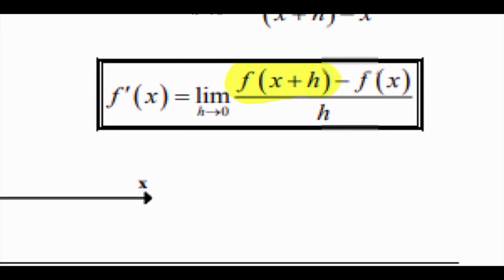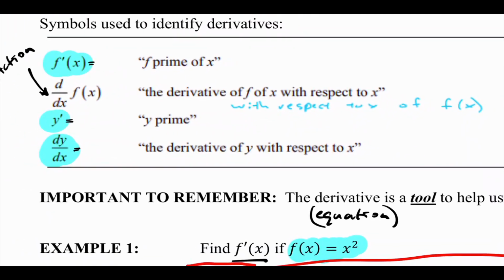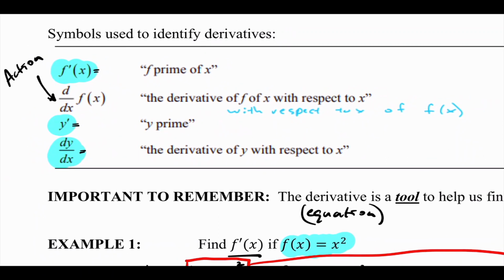Okay? So we have a bunch of different symbols. Remember from yesterday, f prime, y prime, dy dx. All those blue guys signify a derivative or a derivative equation, right? d dx means an action. I want you to do this. I want you to find the derivative, okay?